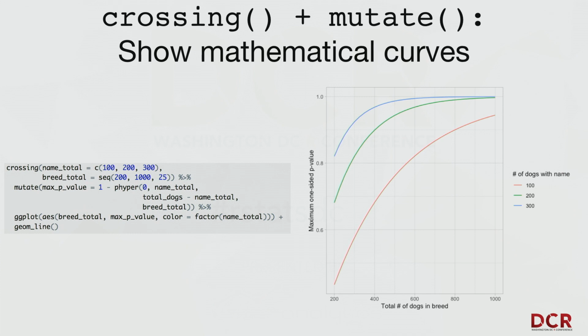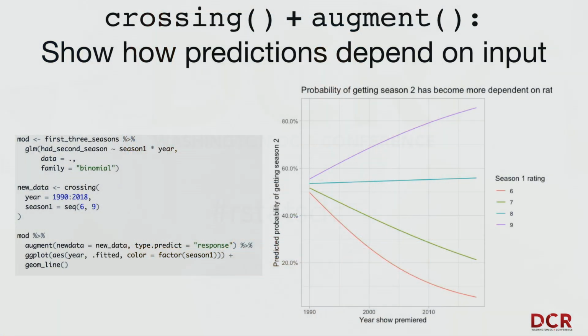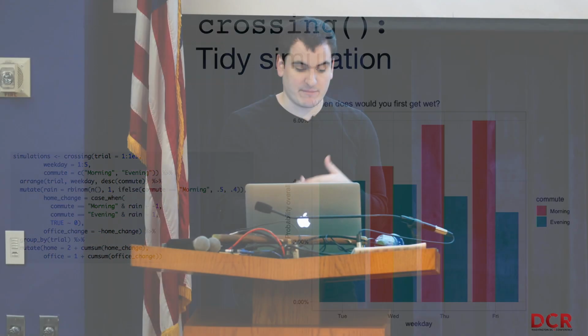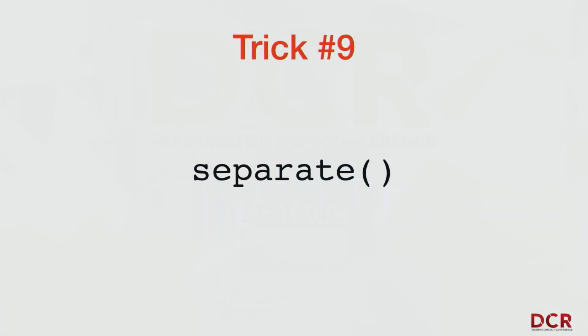But some of the things I would do with it are try every combination of two numbers so that you can visualize, ggplot a mathematical curve. When it's used alongside augment from Broom, it's really good for showing how a prediction comes from the input parameters. In this case, this shows that over time, the probability of getting a season 2 has become more dependent on audience opinion. And there's a really sophisticated area of tidy simulation where you can use crossing to create all combinations of possible inputs and end up doing some tidy simulation on top of those. All I can do for now is advertise the existence of the function. It's been really powerful. I'm going to end with 2 more Tidyr tricks for cleaning your data.